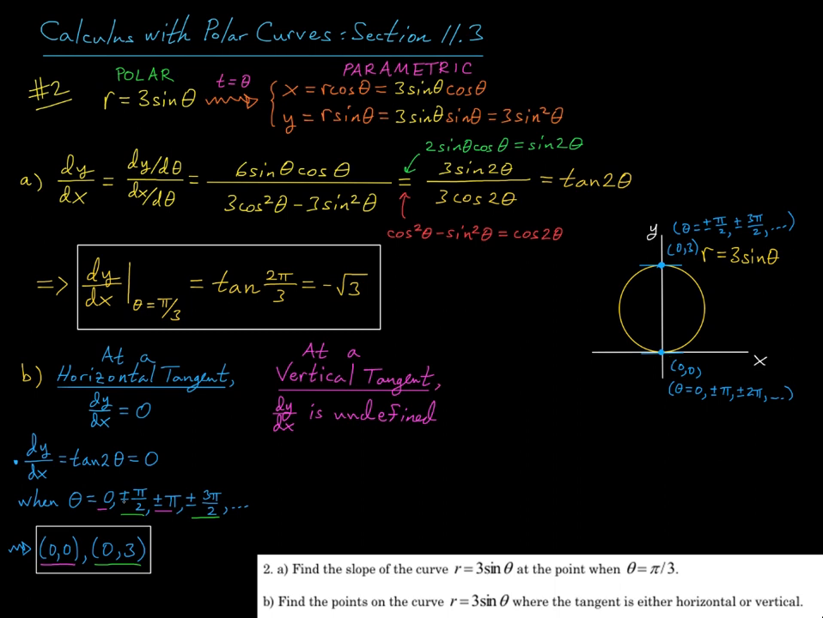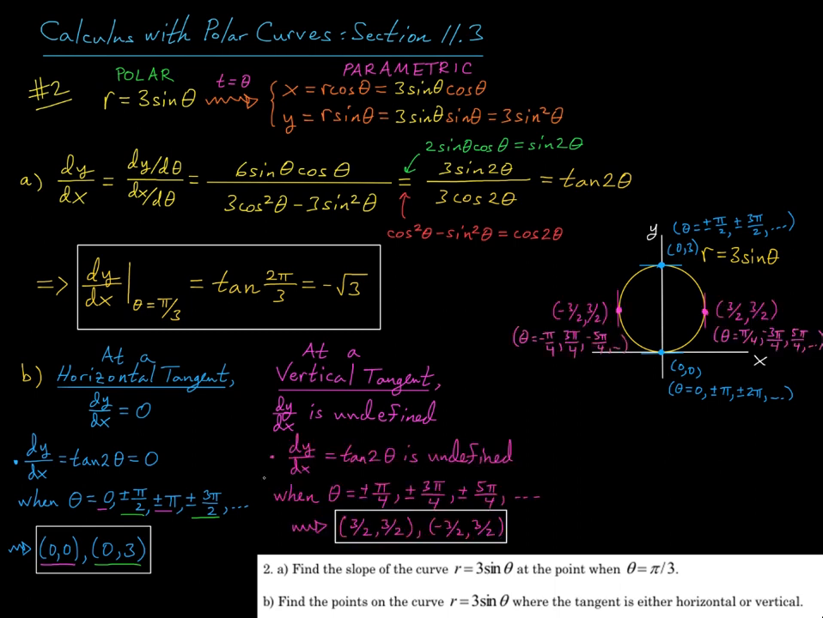Cool. And then for the other angles, plus or minus pi over 2, plus or minus 3 pi over 2, and so on, if you plug any of those angles into these expressions for x and y, you'll find that they all give rise to the location (0, 3), which is the top of the circle. Now for the vertical tangent, when is tan of 2 theta undefined? Well, tangent will be undefined when the thing you're taking the tangent of is pi over 2 or negative pi over 2, 3 pi over 2 or negative 3 pi over 2, and so on and so forth. So you have to remember where the vertical asymptotes of the graph of tangent are.